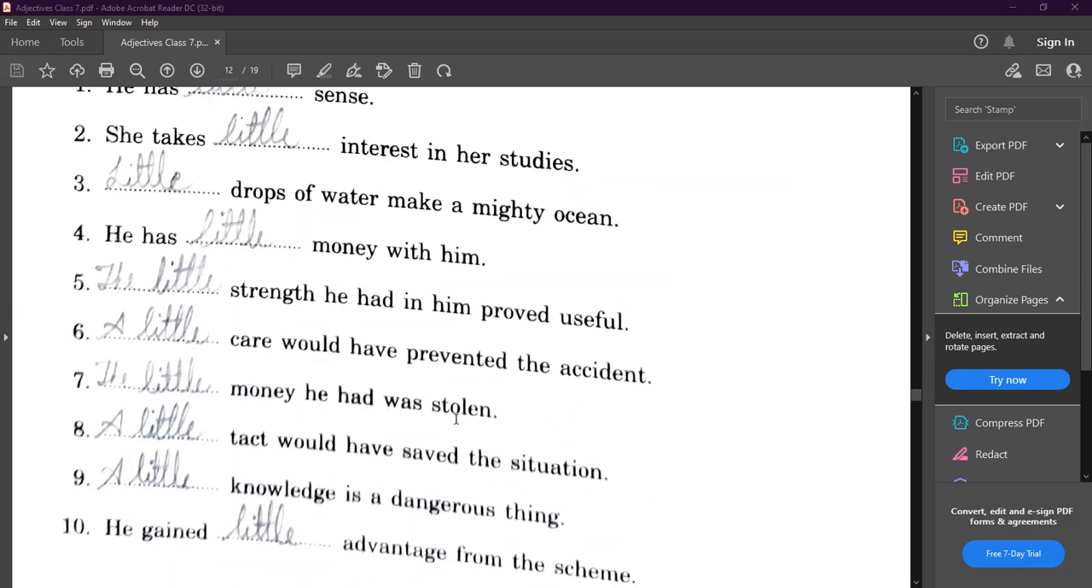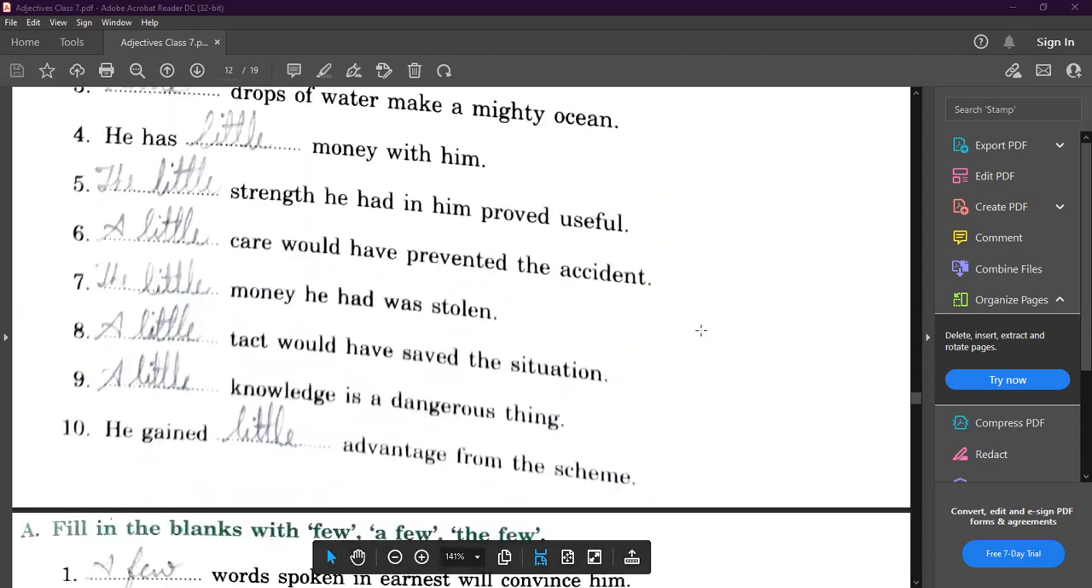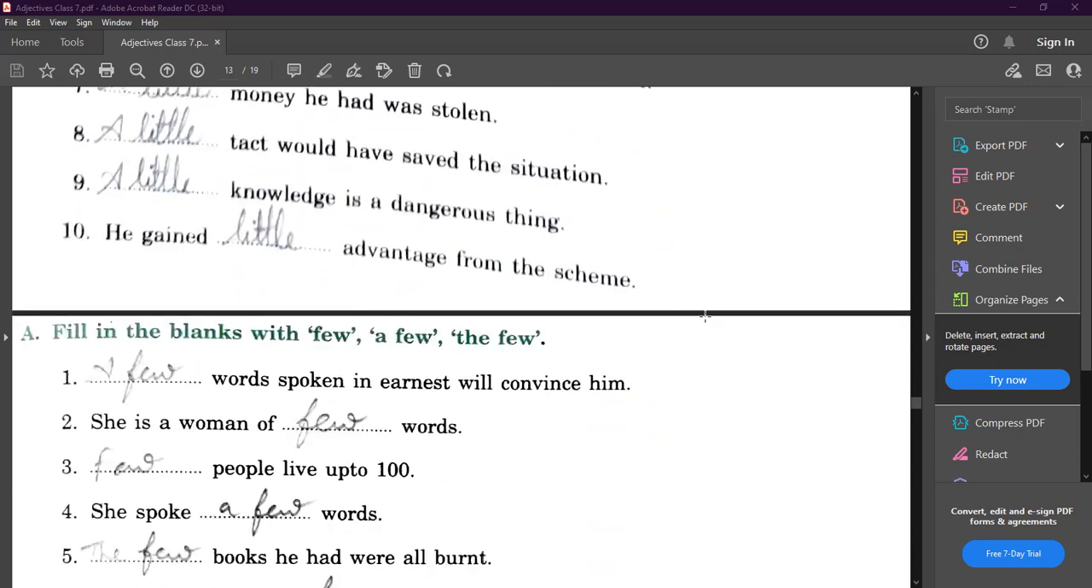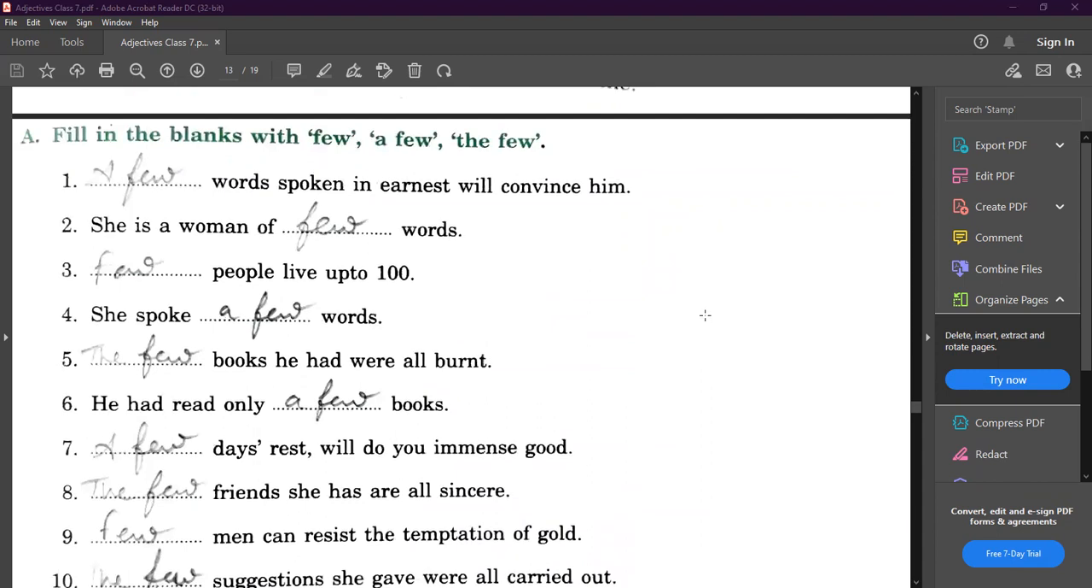A little tact would have saved the situation. A little knowledge is a dangerous thing. He gained a little advantage from the scheme. Now, few, a few, the few.